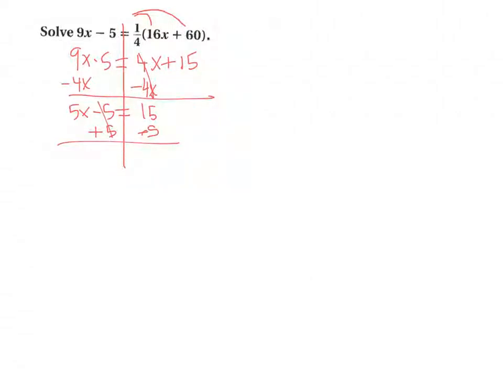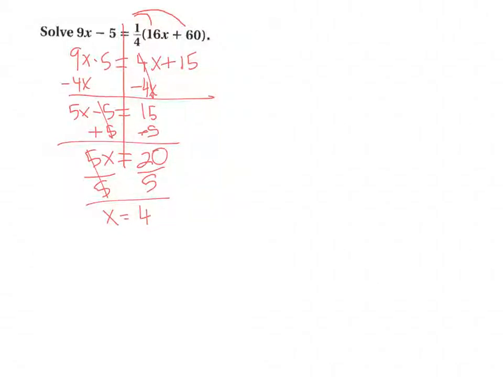Negative 5 plus 5 is 0. 5x equals 20. And now I divide. X equals 4.